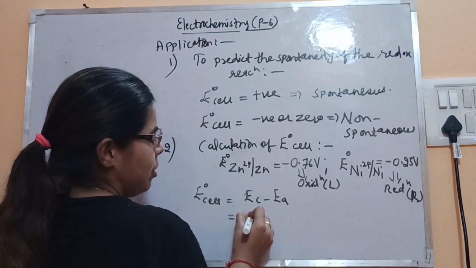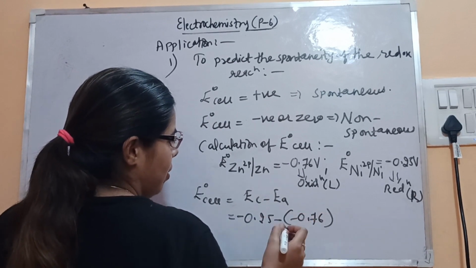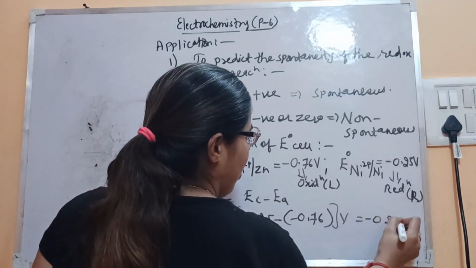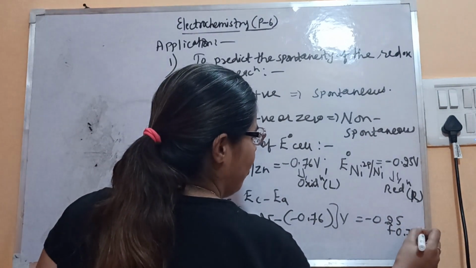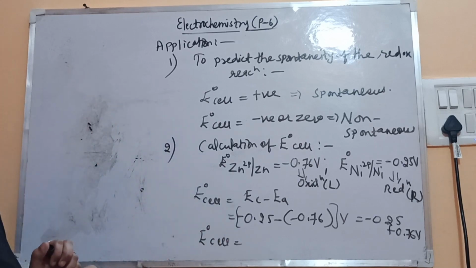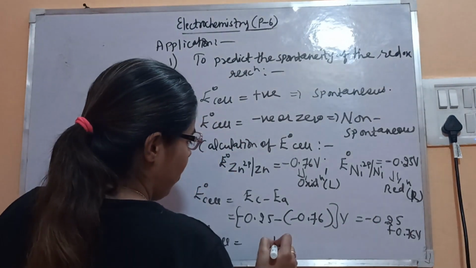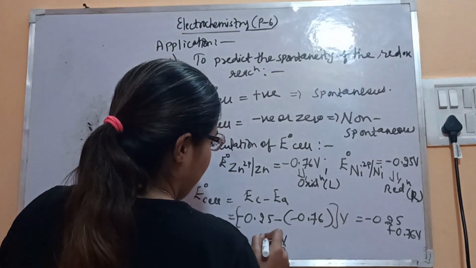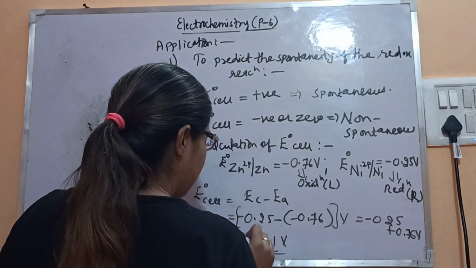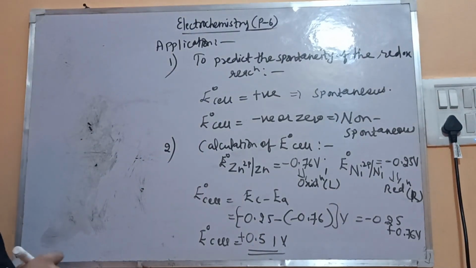So just substitute the values. Minus 0.25 minus of minus 0.76 volt, that is 0.25 plus 0.76 volt. What's the value? E naught cell comes out to be plus 0.51 volt. It means the reaction is spontaneous.